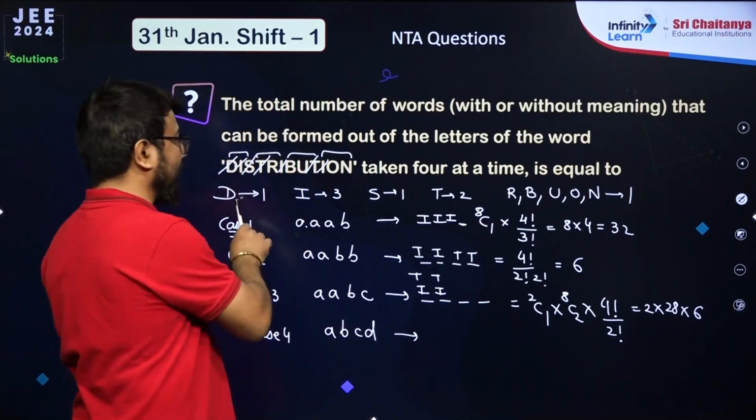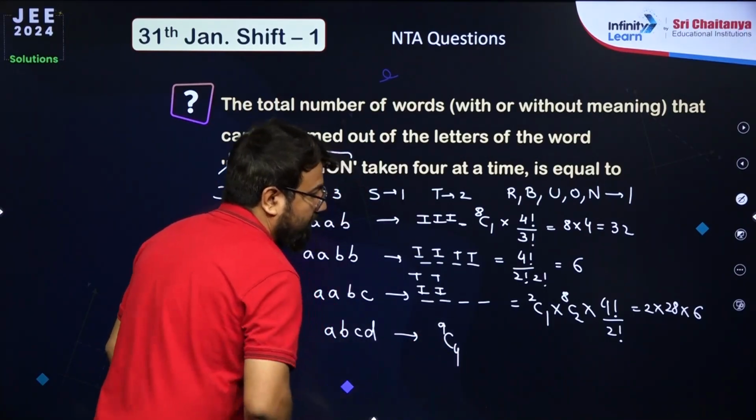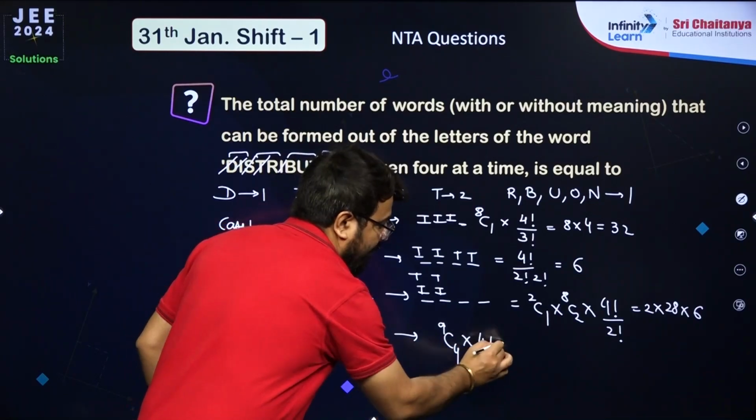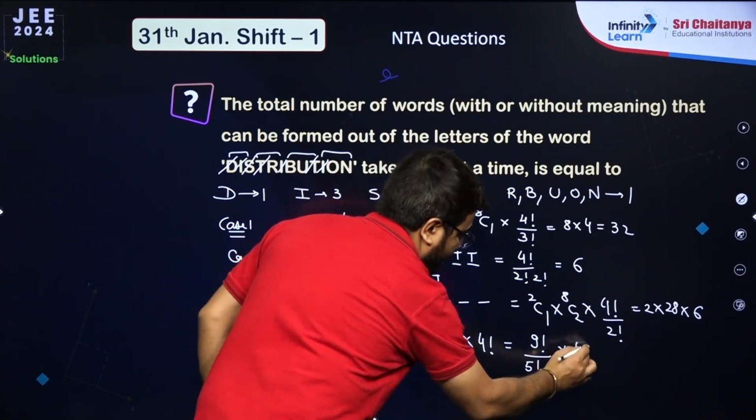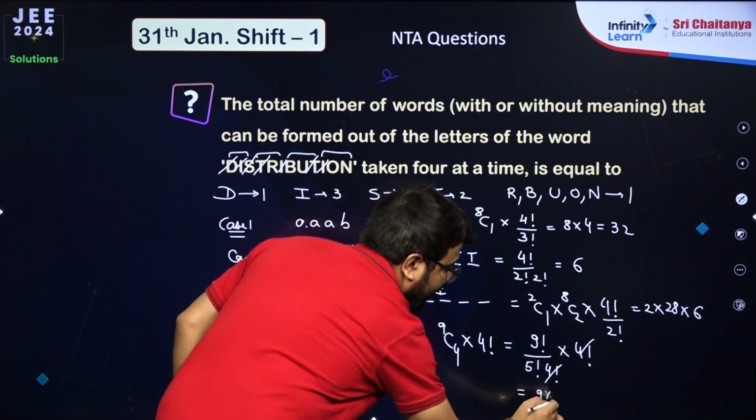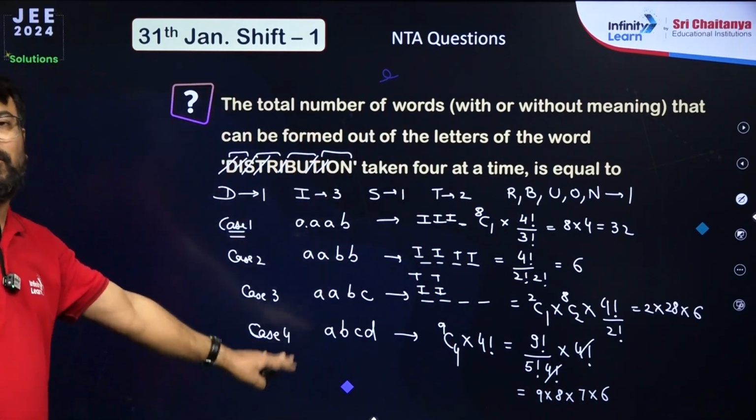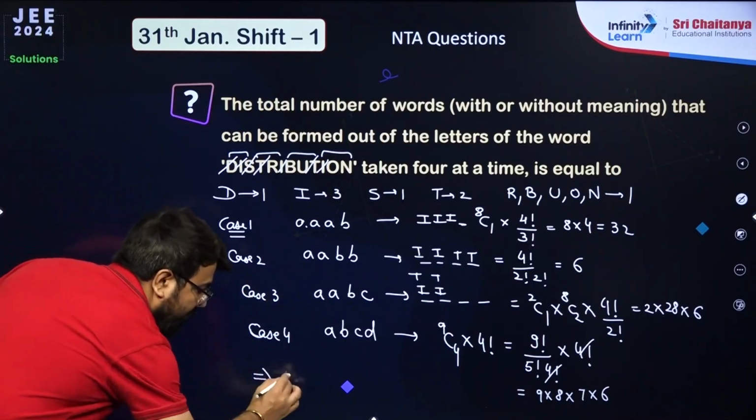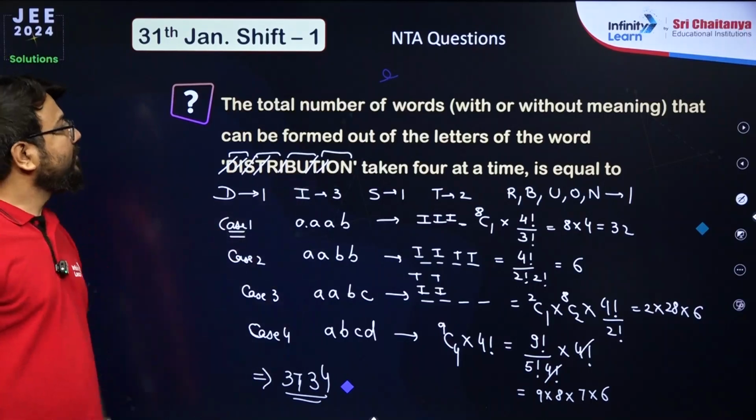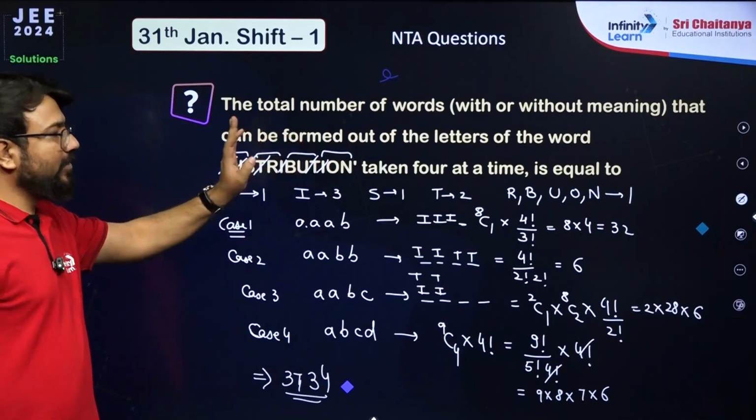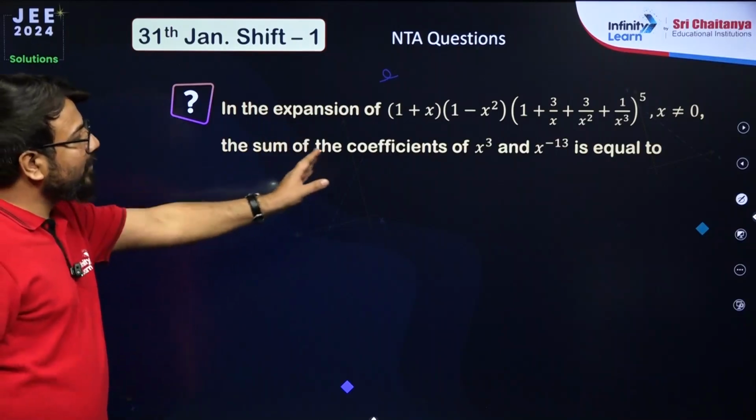All 4 different means there are total 9 varieties of letters being used. From these 9 varieties, just select 4. 9C4. Okay. And then arrange them by 4 factorial. So 9 factorial over 5 factorial over 4 factorial into 4 factorial. So this will be converted to 9 into 8 into 7 into 6. So finally you need to add the results of all these 4 cases. And after adding the results of all these 4 cases, you are getting 3734 as the final answer. Are you able to understand? So how many will be the total number of words with or without meaning that can be formed from the letters of the word distribution? That will be 3734.